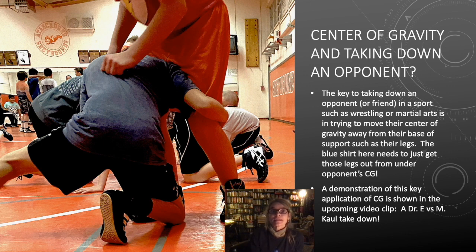Now, using center of gravity to take down an opponent, such as in a wrestling match or a karate match, relies on trying to get that person's center of gravity off their base of support. You want to get them leaning, just like that leaning building or a leaning stack of bricks. So if we could take these arms and shift the legs so that the base of support is not underneath this person's center of gravity, we could take them down. So there's a lot of application there.